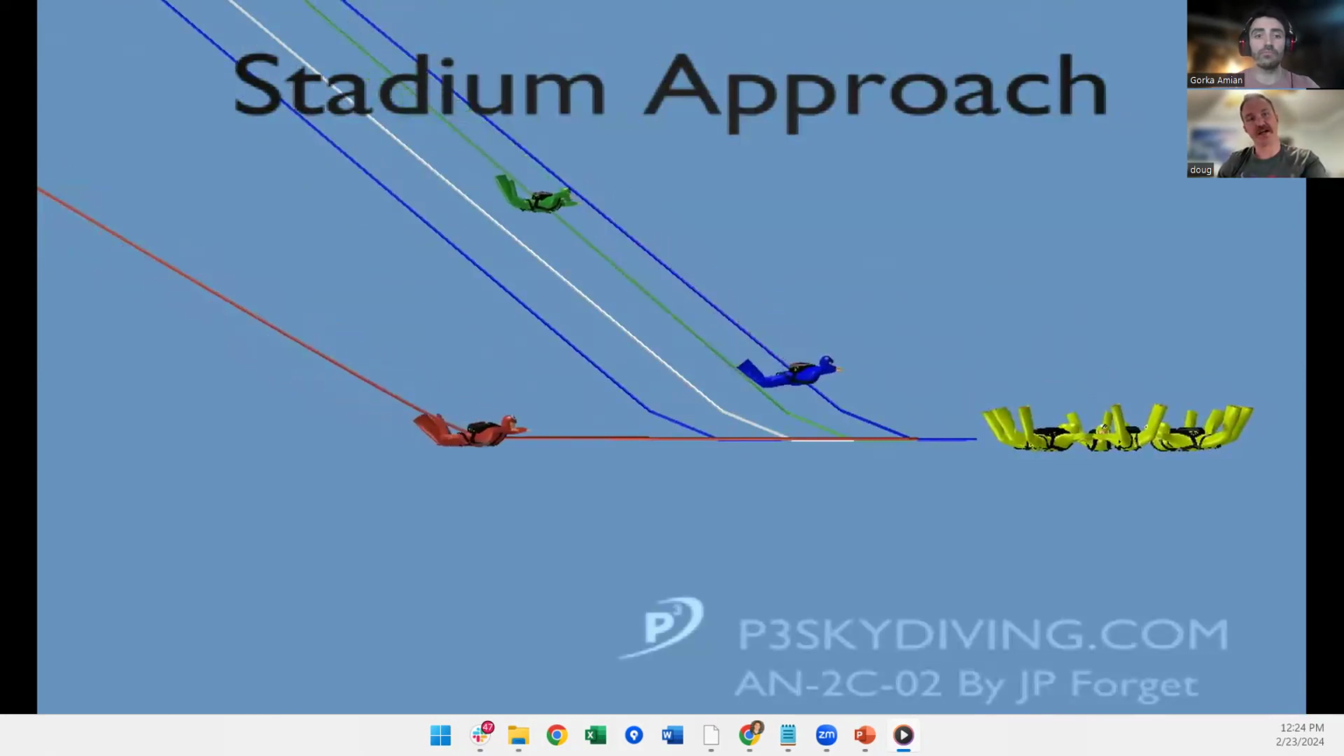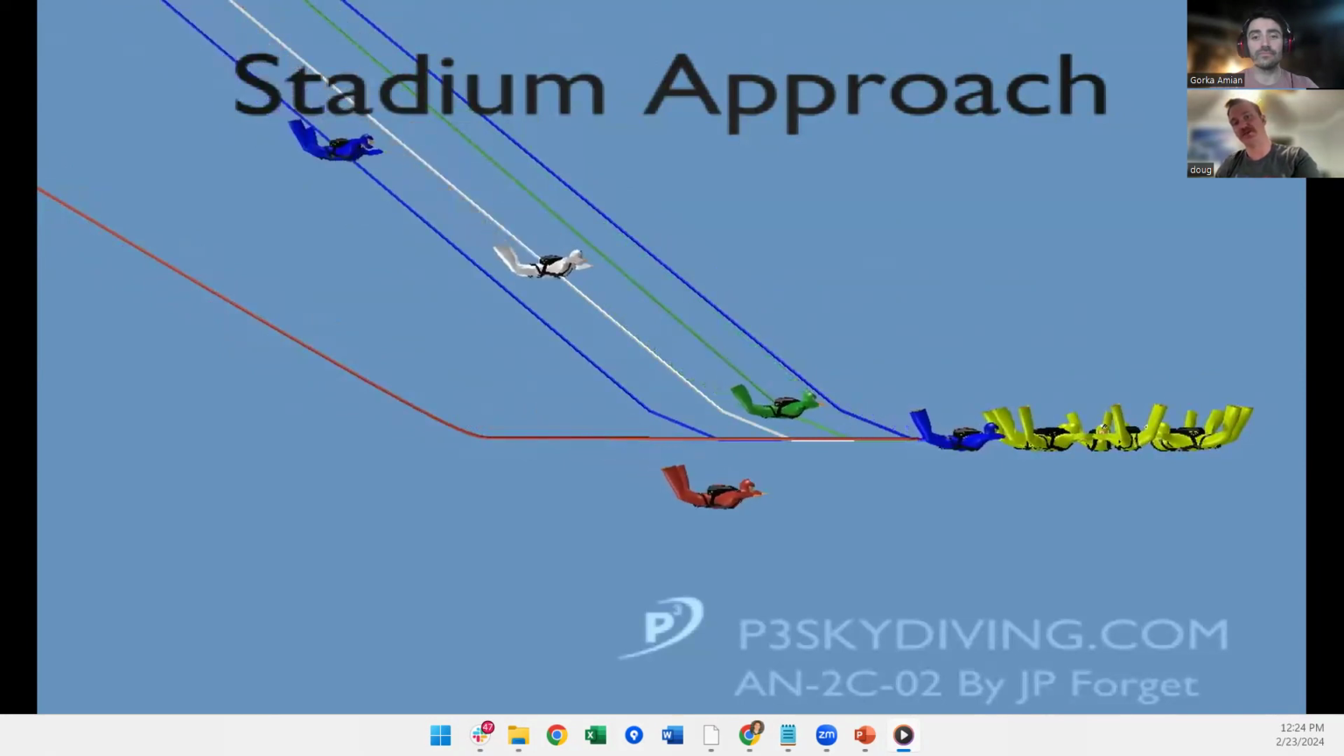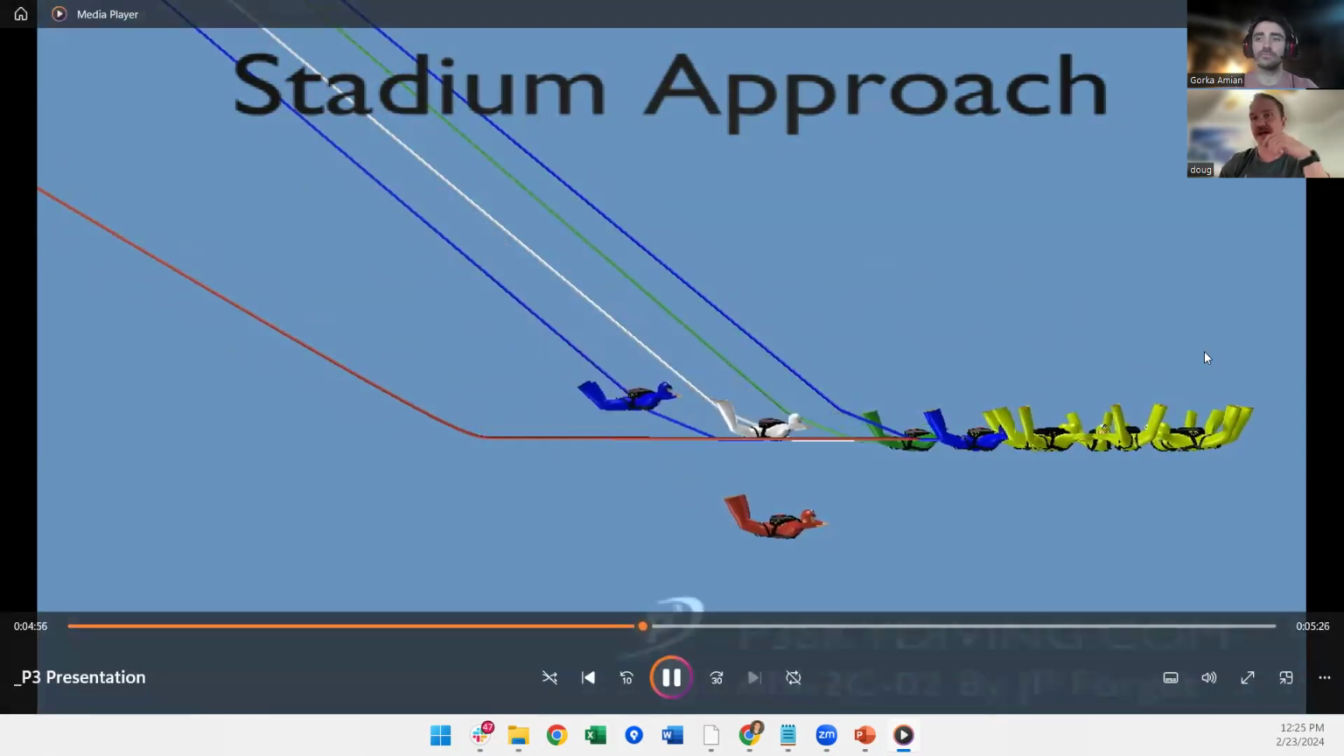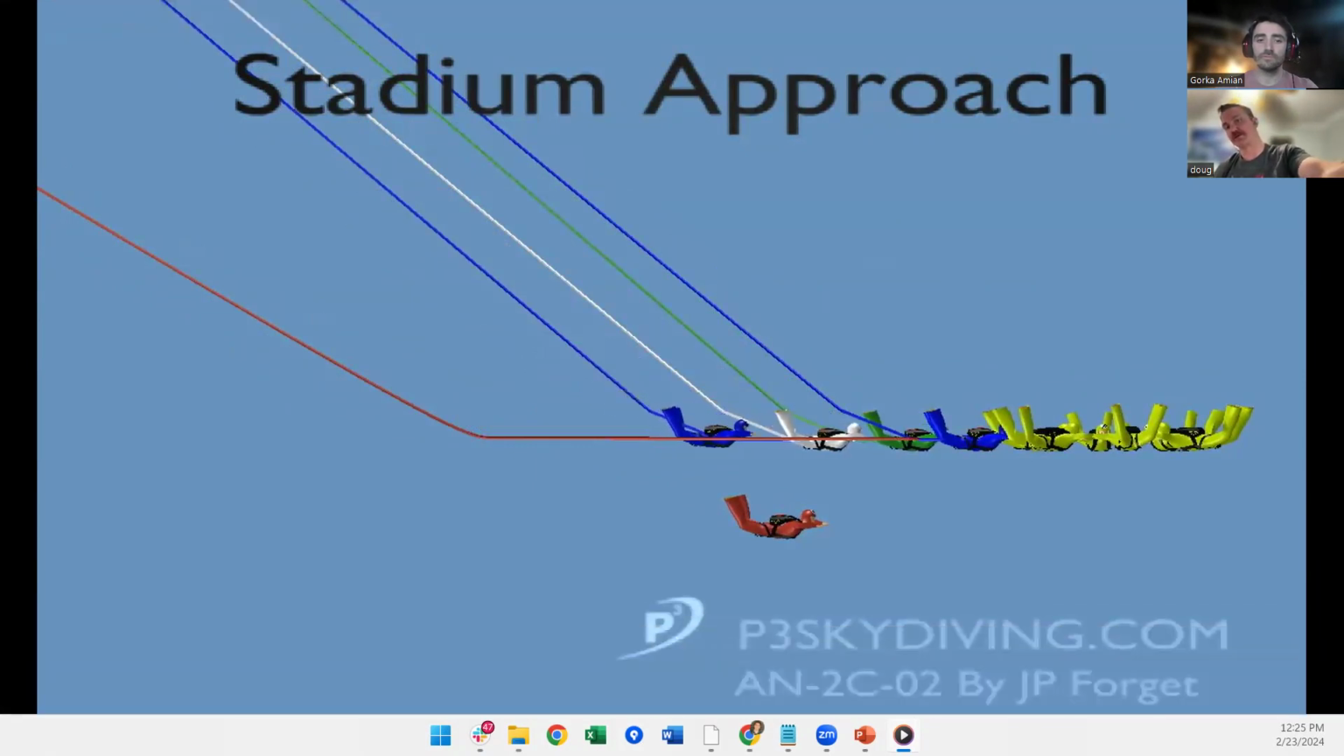Now, if we look at the guy in red here, this is flat in the stadium. This is too low of an approach. You can see he is going to be going low because as it's building, he was too low in his stadium. Now you can see the issues that are going to arise between him, the person in white, and the person in blue. He is now underneath that person. So you can see the difference between a flat stadium approach and a proper stadium approach.